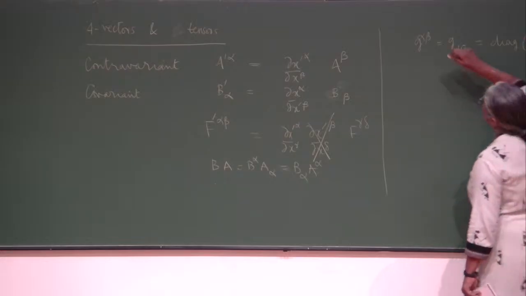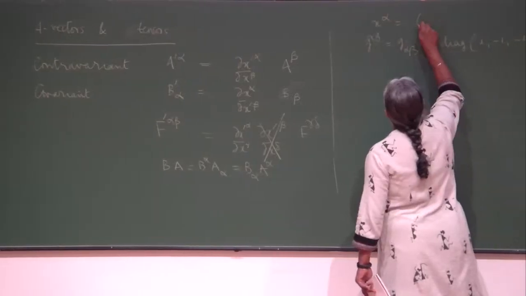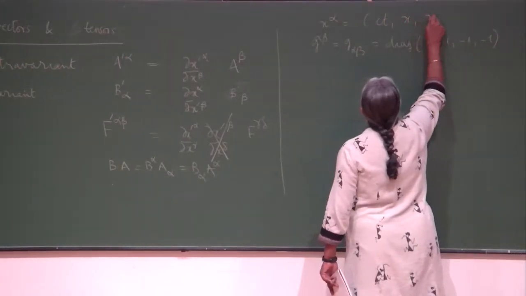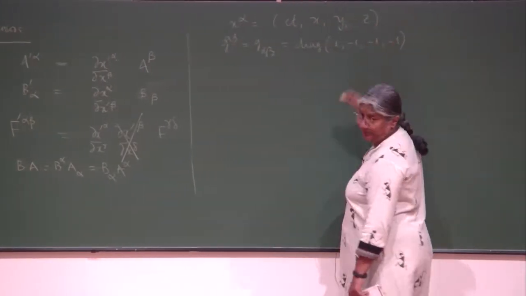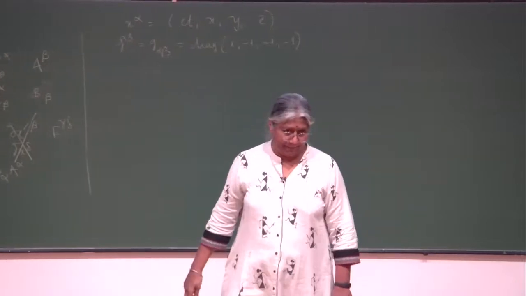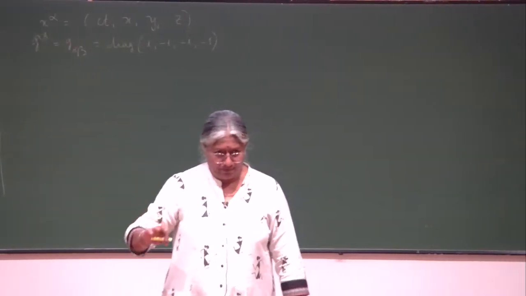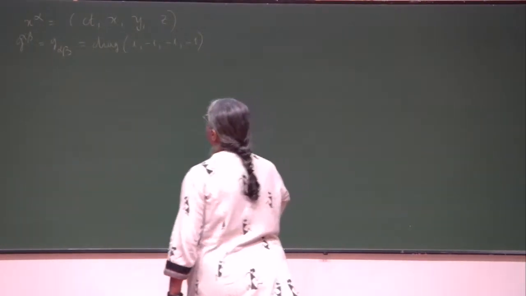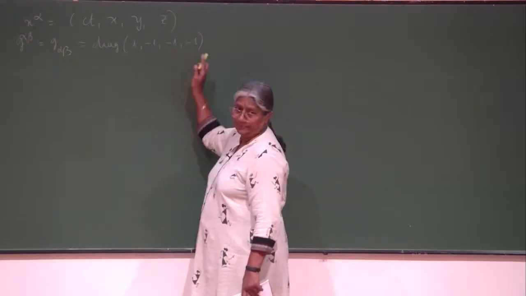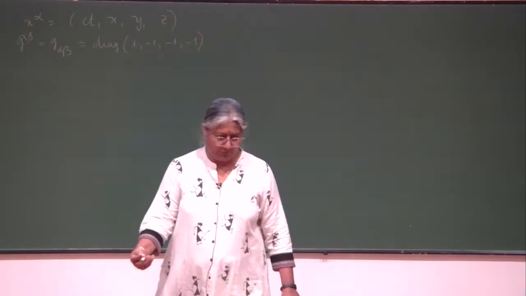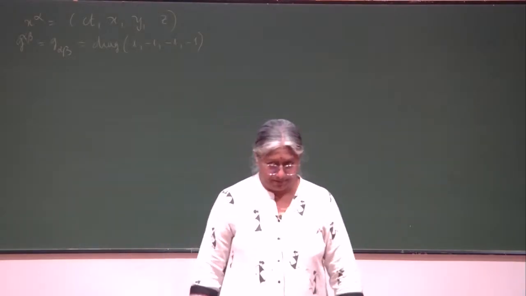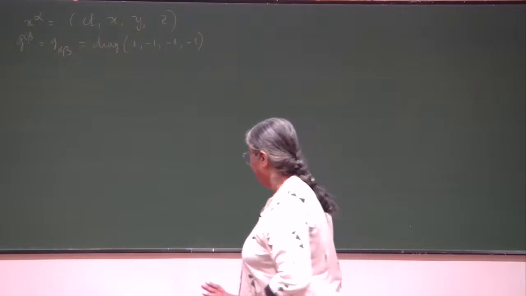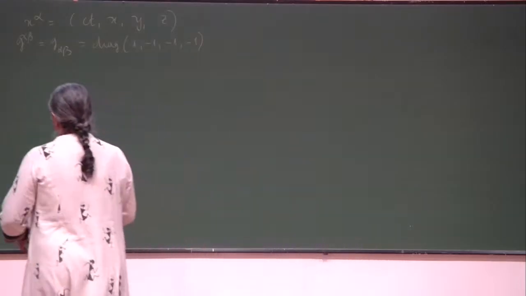This is because we have taken x alpha to be Ct, x, y, z. Some books will define x alpha as x, y, z, comma Ct. Then in that case the metric tensor will have minus 1, plus 1, plus 1, plus 1, but it's your choice. It won't make any difference to the physics, as long as you know what you're doing and you have a consistent set of definitions.